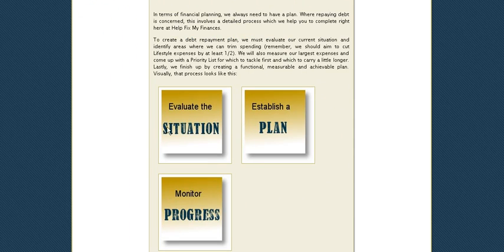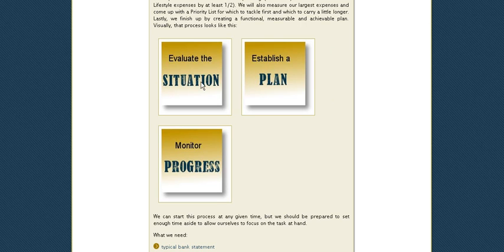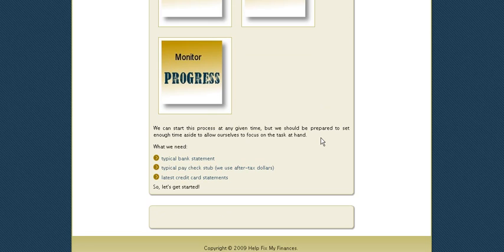Okay, so we're going to evaluate the situation with the budget, establish a plan with our repayment plan, and monitor progress. We can do that with our repayment plan as well, and a couple of other tools that are available to us. So before we get started, some of the things we'll need is a typical bank statement, something that isn't out of the ordinary. So we won't want to use a month where we might have had extraordinary expenses, or a month in which we were paid a bonus at work. Typical pay stub. Again, not something that would show extra hours that we wouldn't normally get, or one that doesn't show enough hours. And then our latest credit card statements.